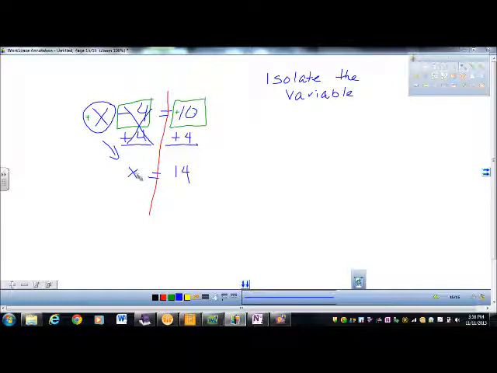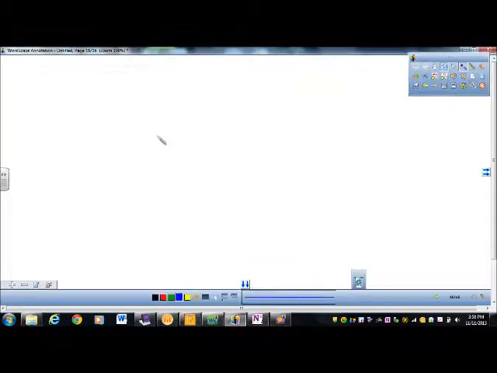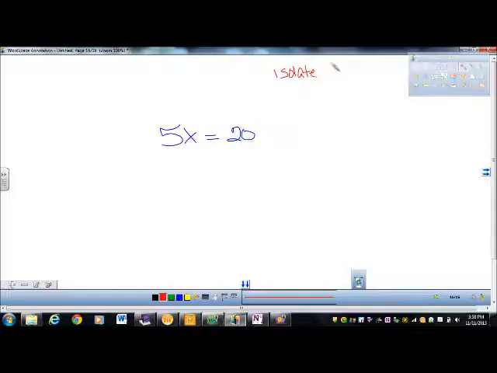Okay, so here we isolated our variable and got x equals 14. Let's do another one. The next one we have is going to be 5x, or 5 times x, because when we smush them together, that means multiply, equals 20. And again, our goal is always to isolate the variable.